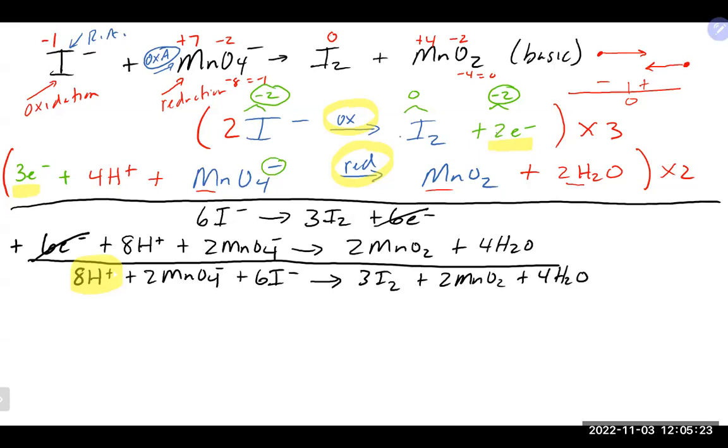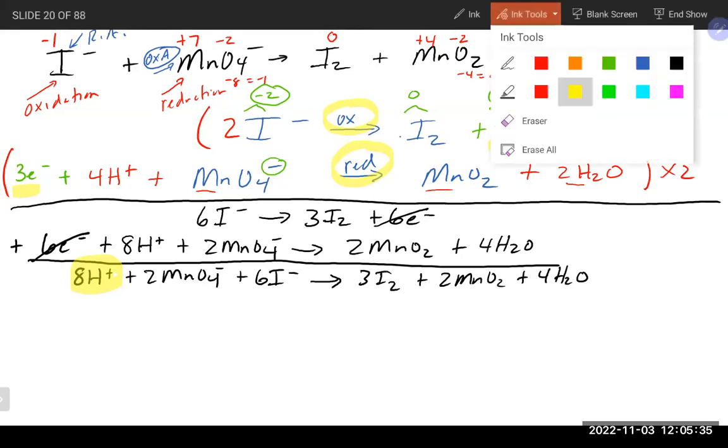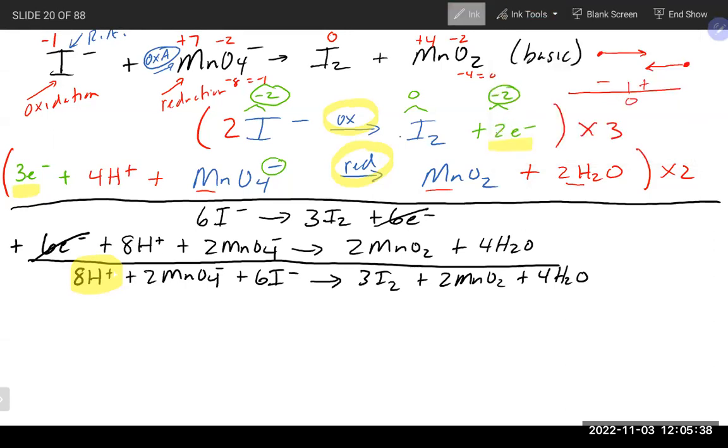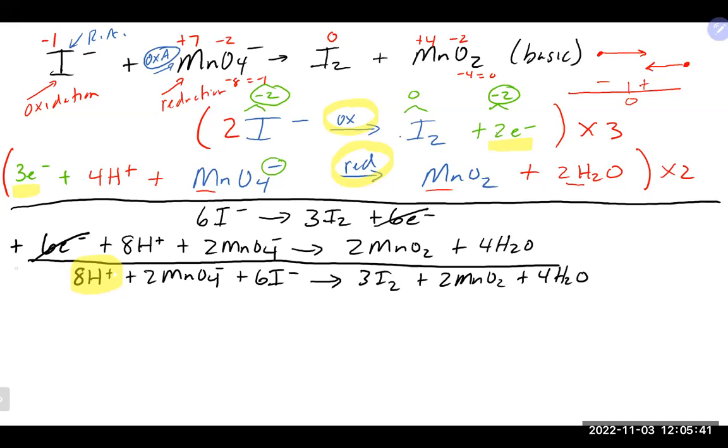Now, as we talked about last time, probably the easiest way to balance something in basic conditions is to pretty much do what we just did. And here at the end, you can turn it into basic conditions by adding OH minus to both sides. So here we're going to add OH minus to both sides, and it's going to be equal to the amount of H plus that we have. So since we have 8 H pluses, left-hand side gets 8 OH minuses, right-hand side gets 8 OH minuses. The side where we have OH minus and H plus, once again, will come together to make water, and that will give you 8 waters.